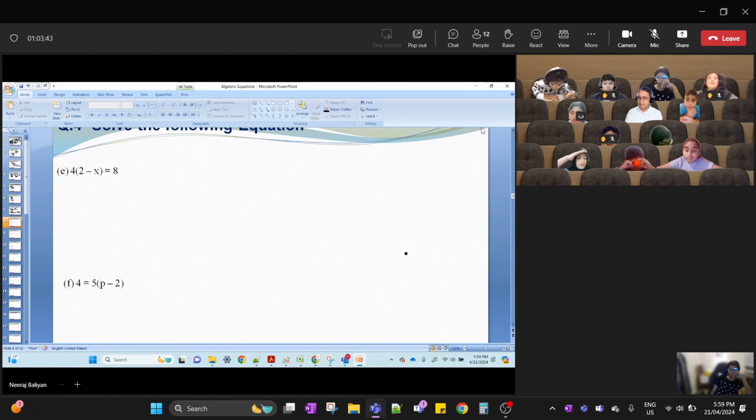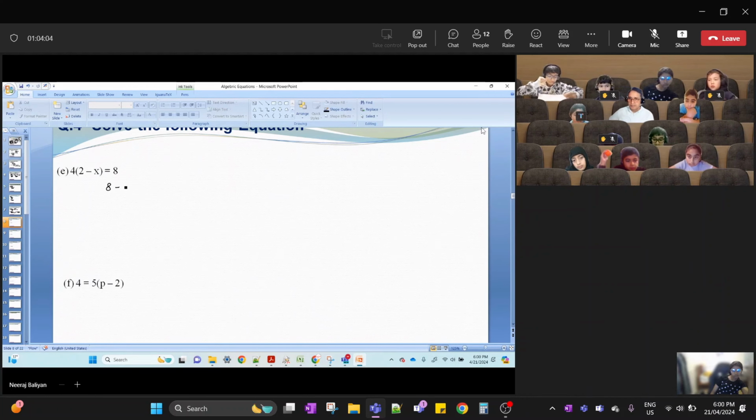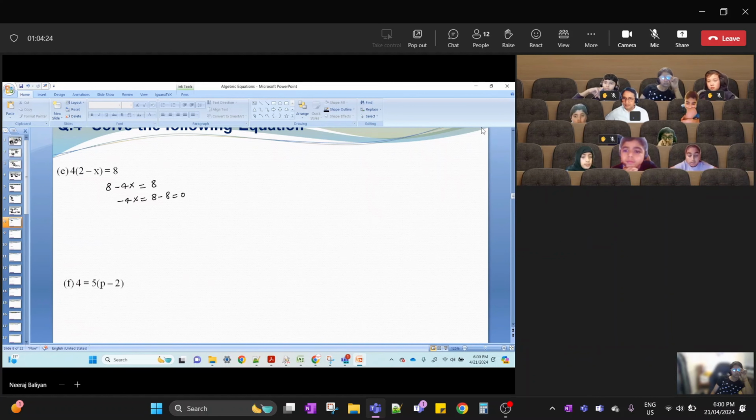For 4(2 - x) = 8, what we do is multiply the number outside by each of the numbers and variables inside the bracket. So it's going to be 4 times 2, which is 8, and 4 times x, which is 4x. So we do 8 minus 4x equals 8. Take the 8 to the other side, and then it's going to be 8 minus 8, which is 0. So probably, something is wrong with this question.